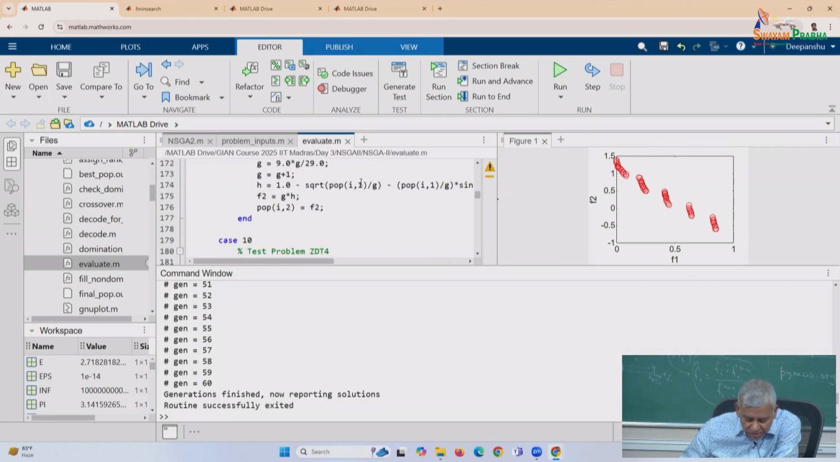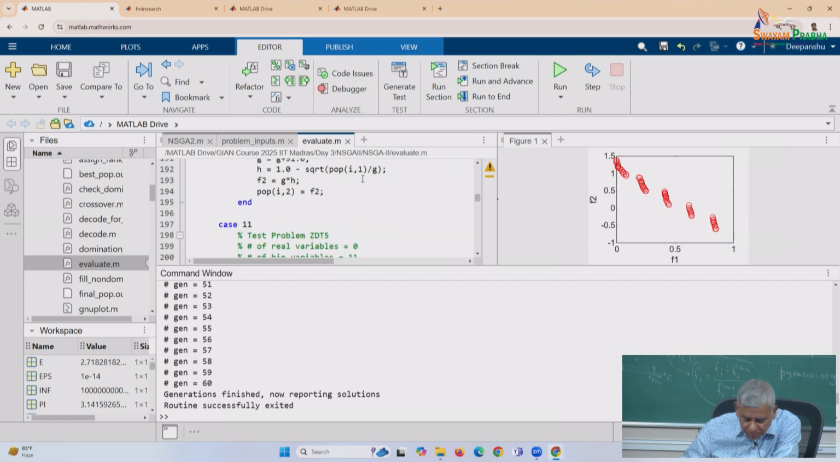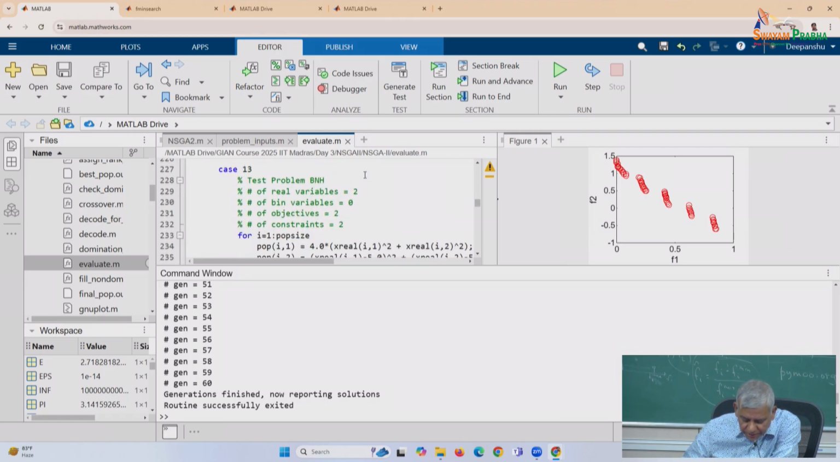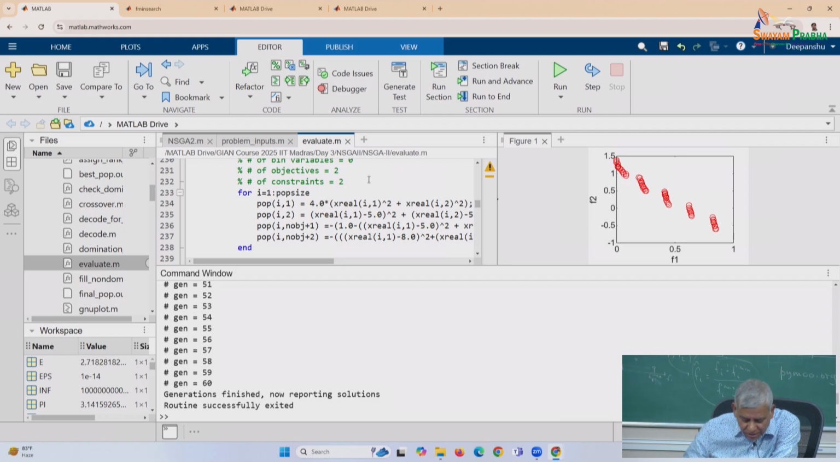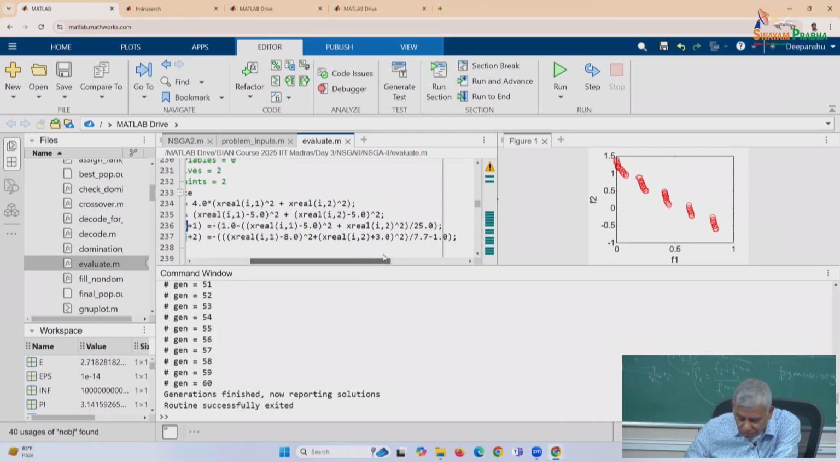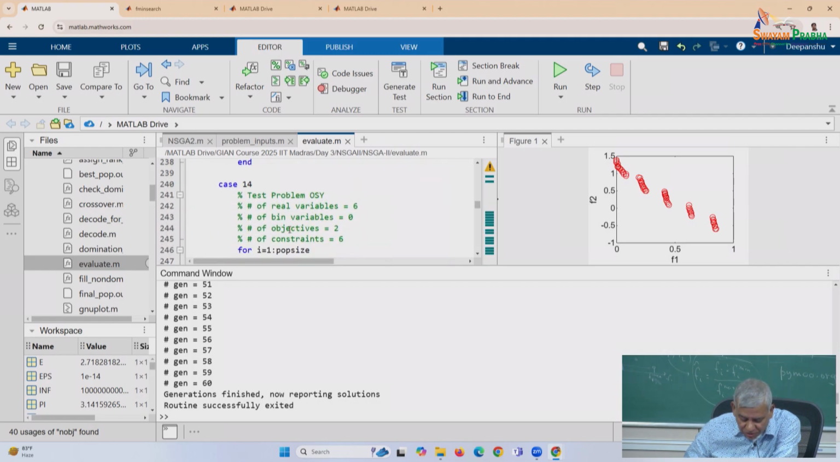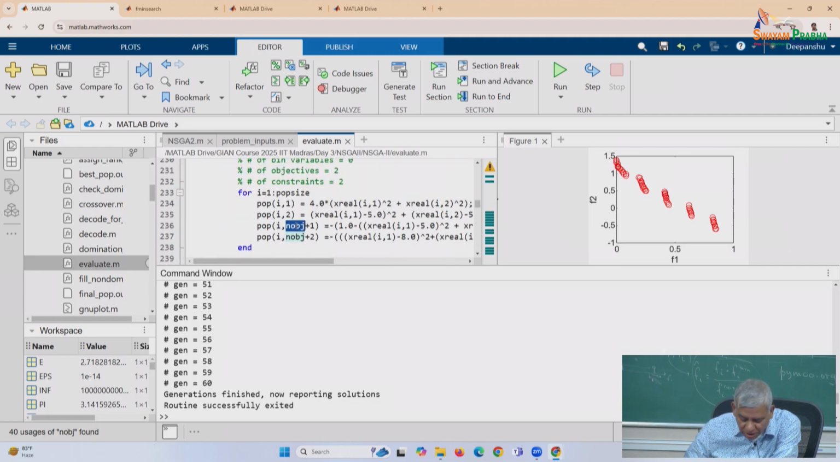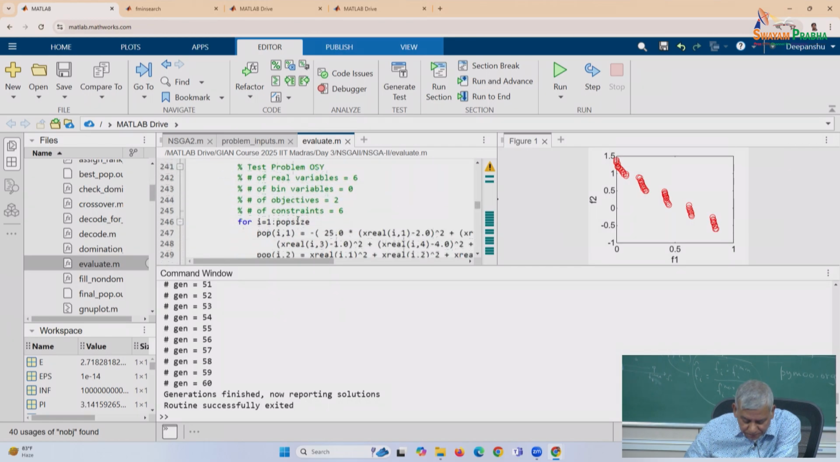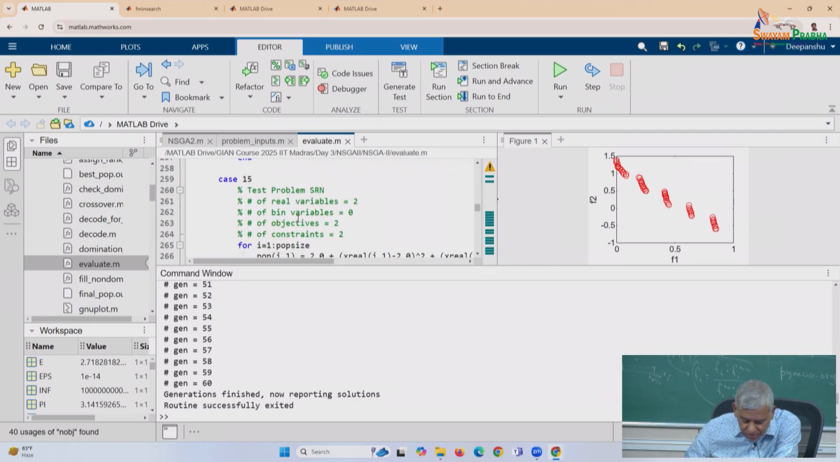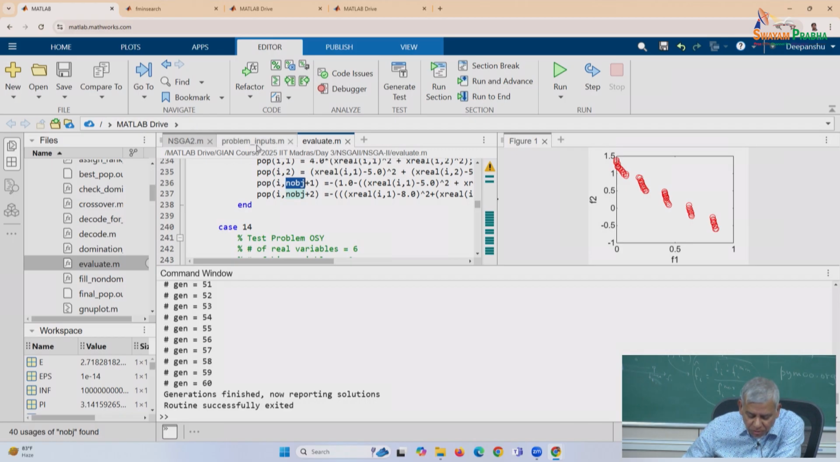let's try one constraint problem. I'm trying to look for one here, should be, yeah, BNH is one where the constraint starts from number of objective plus 1. So until number of objective you have objectives, and then after that they are constraints. So they all have to be less than or equal to 0, and we also again normalize, you see. So this is one we can try, OSY. So let's try maybe 13 and 15. We are going to try, these are small size problems.